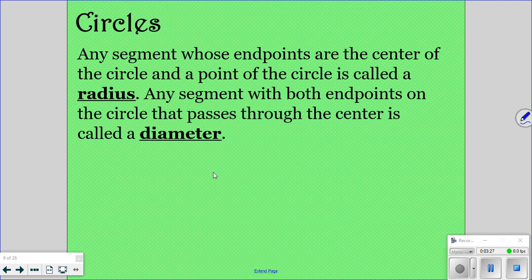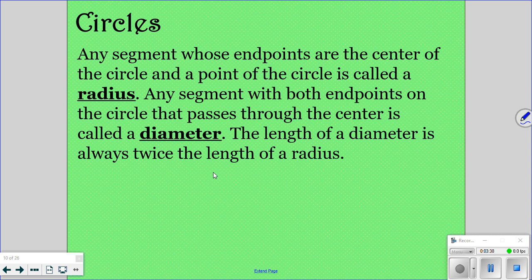If you have a segment that has both endpoints on your circle and it goes through the center, that is called a diameter. And the length of the diameter is always 2 times the length of the radius, because it's basically just 2 radii put together.